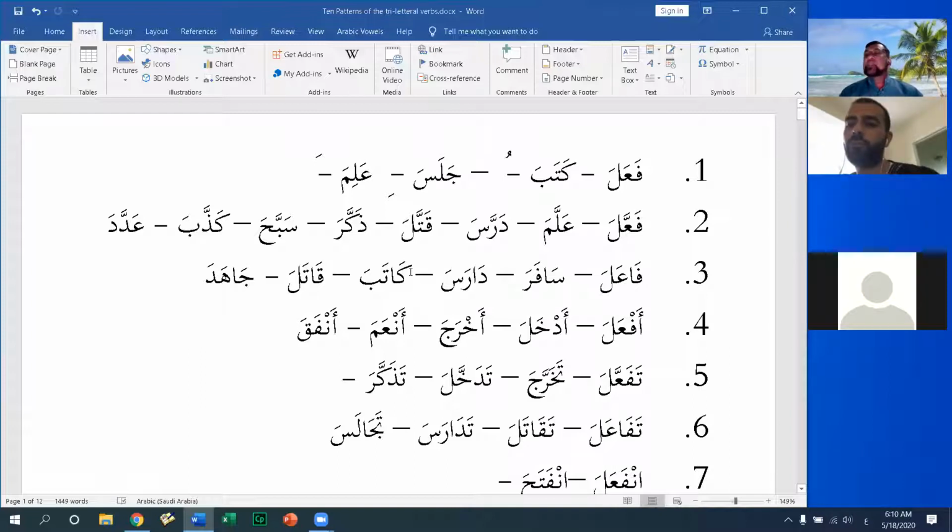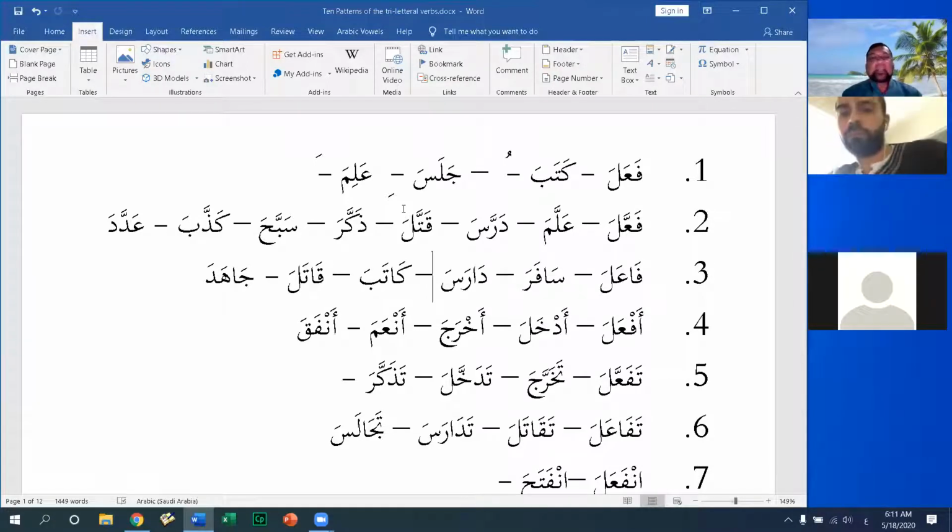Kataba means he wrote. Kataba means to correspond. One person writing to another and the other one writing back. So kataba is to correspond. Katabtu Muhammadan, I corresponded with Muhammad.